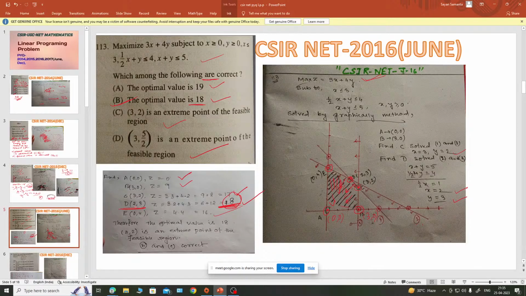2 comma 3, and here it says no. This is also incorrect. So here option B is correct. I hope it is clear to everyone. Only option B is correct. This point is 2 comma 3, not 3 comma 2. Okay. Is it clear to everyone? Now go to the next question.